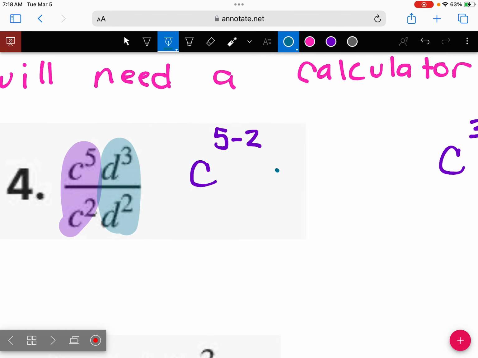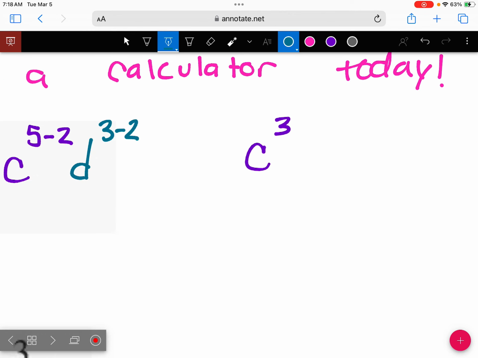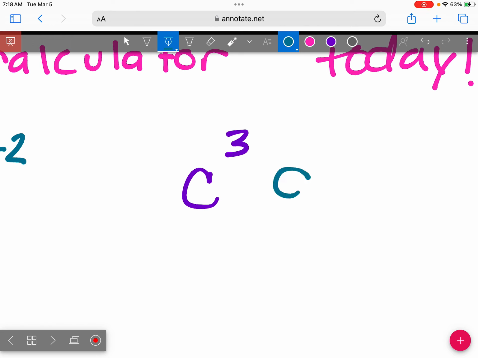Same thing with that variable d. We're going to subtract those exponents. We're going to have 3 minus 2. It's going to leave us with d to the 1st.